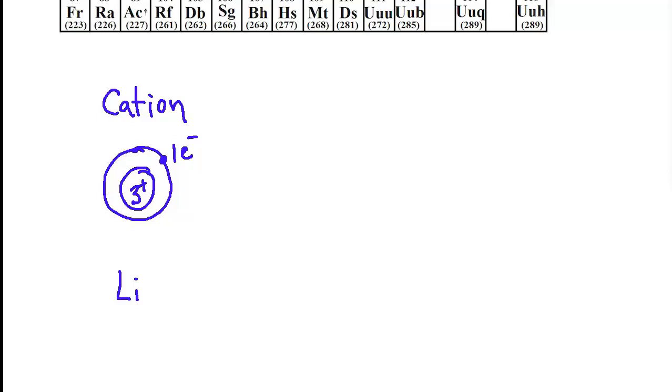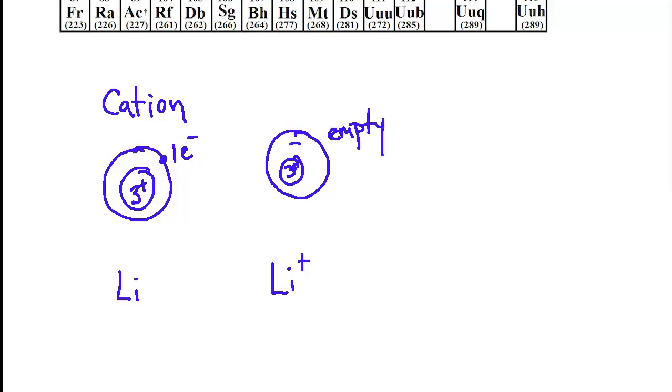So what about lithium, the cation? Lithium plus, because we know that metals, like lithium, give up electrons. Well, in a case like this, you're then going to have 3 protons, but you're not going to have any valence electrons. This is going to be empty. And so you're only responsible for pulling in the inner electrons, those 2 inner electrons.